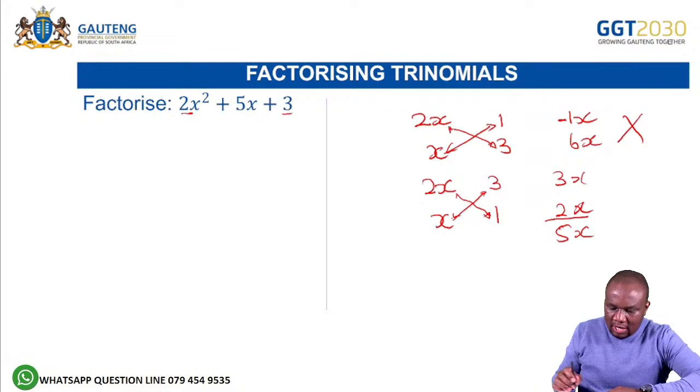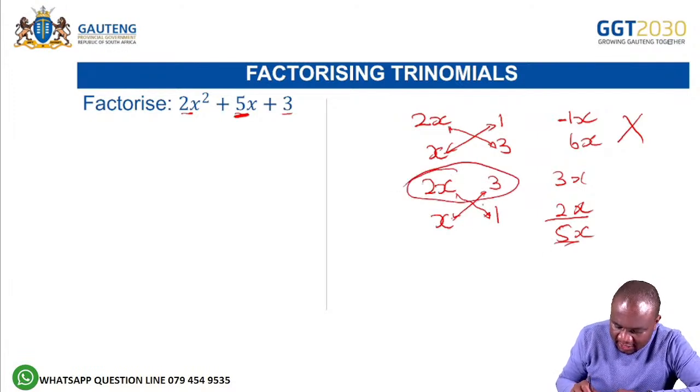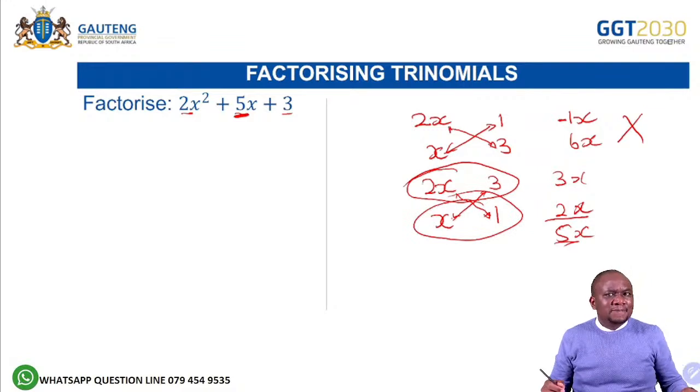And then these are our factors, because we must get the middle term here. You see, this is 5x. So now these are our factors. This is our bracket, this is another bracket. Done. You see, this method is a bit faster.